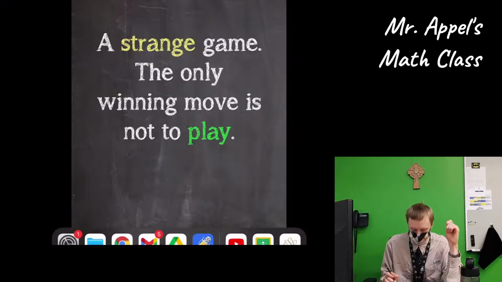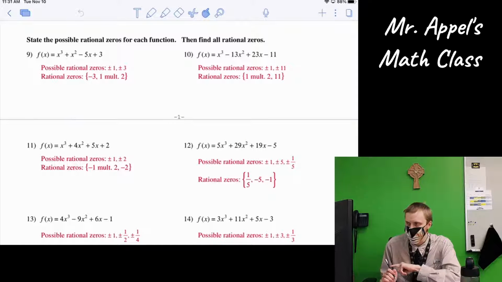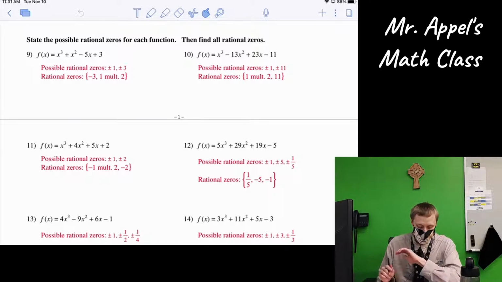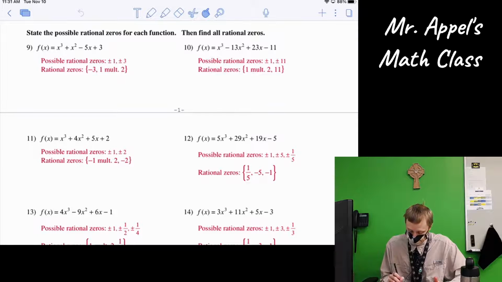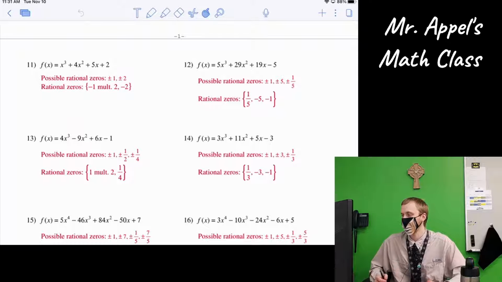But before that, let's go back to yesterday's work and run through the answers to those questions, the rational zeros for these polynomial functions. So go ahead and open that up and compare your answers to mine here on screen.